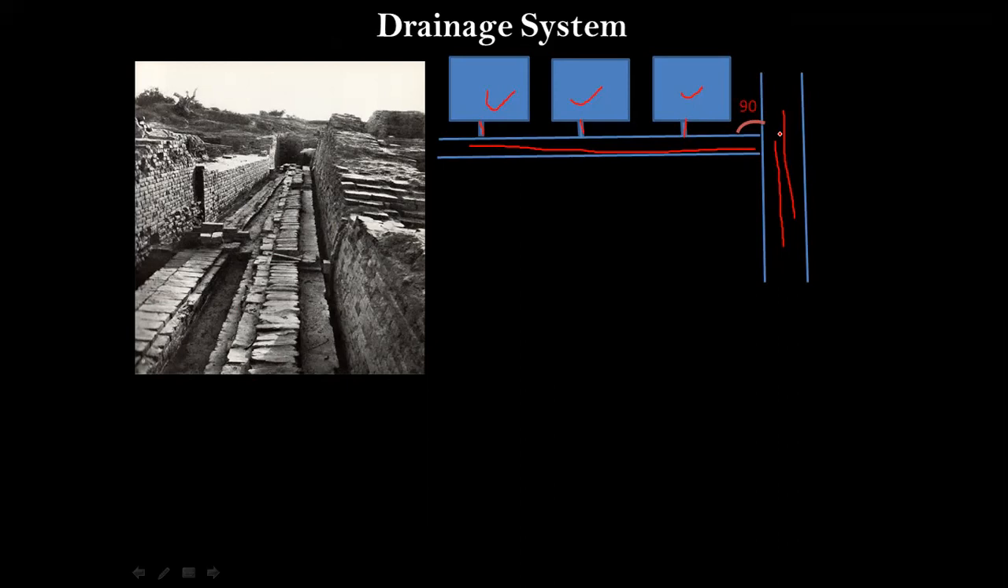Some of the historians or the archaeologists also opine that maybe the Harappan people first of all constructed the drainage system, and only after constructing the drainage system were the cities built.